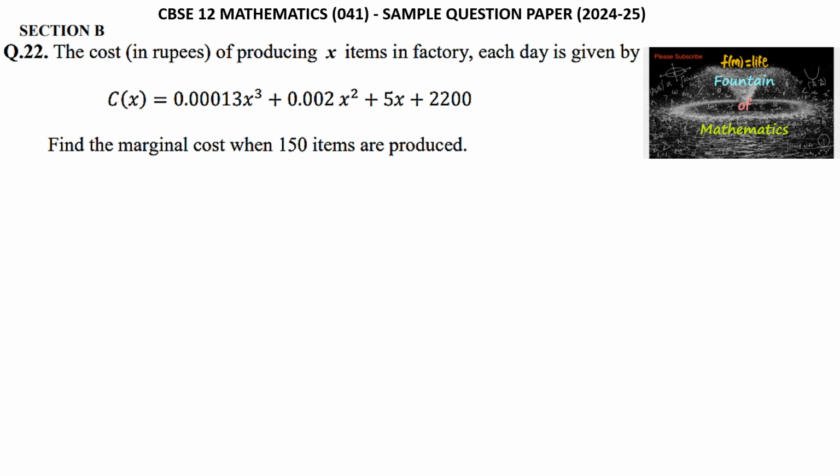Given that the cost of producing x items in a factory each day is given by C of x is equal to 0.00013 x power 3 plus 0.002 x square plus 5x plus 2200. We need to find the marginal cost when 150 items are produced. So we know that the marginal cost is the change in the production cost with respect to the number of items produced.